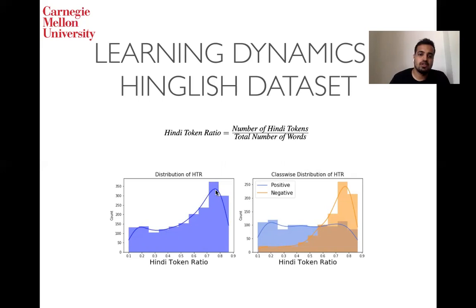The distribution of the data set, the count represents the number of utterances, number of tweets, for example, that have a Hindi token ratio given on the x-axis. So we see that more tweets have larger amounts of Hindi than they have English. And we can also see this in the class-wise distribution. We see that a large amount of negative sentiment tweets have more Hindi than English.